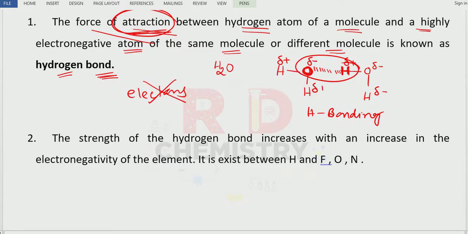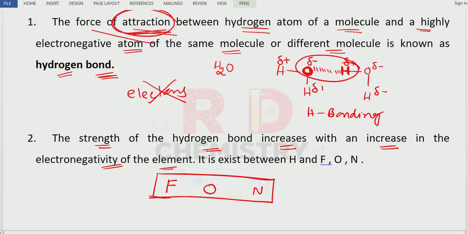The strength of the hydrogen bond increases with increase in electronegativity of the element. Hydrogen bonding is possible only for hydrogen bonded to the fluorine atom, oxygen atom, or nitrogen. These are the three most electronegative elements in the periodic table. Fluorine is more electronegative compared to oxygen, which is more than nitrogen. Fluorine is the most electronegative element, next is oxygen, next is nitrogen. Next we have chlorine, but chlorine will not form the hydrogen bond.